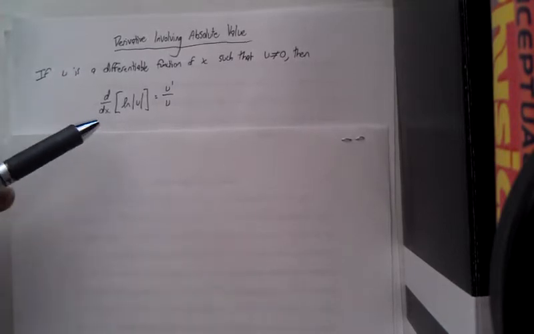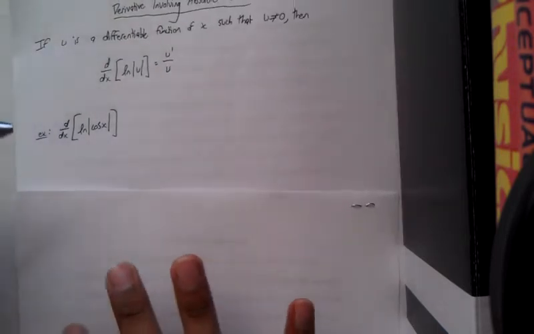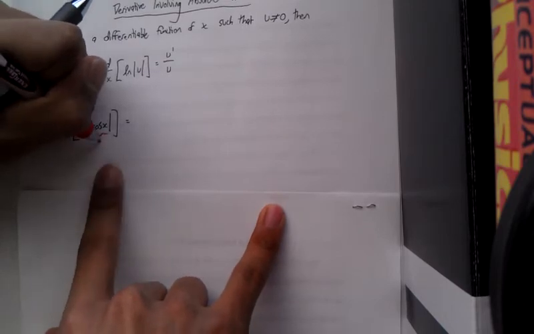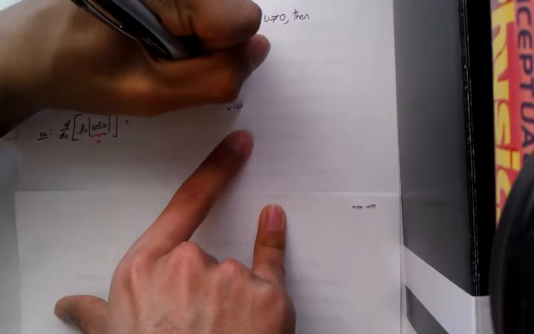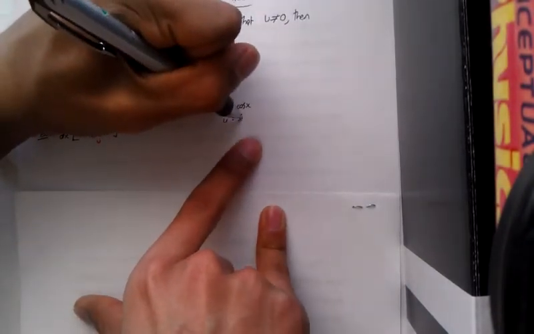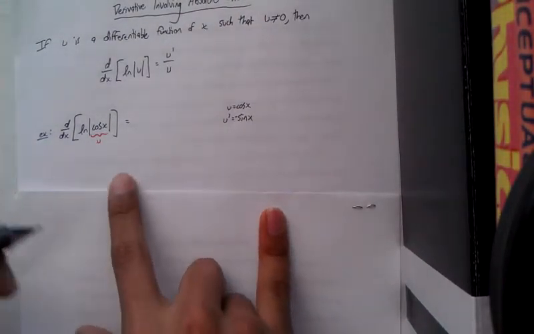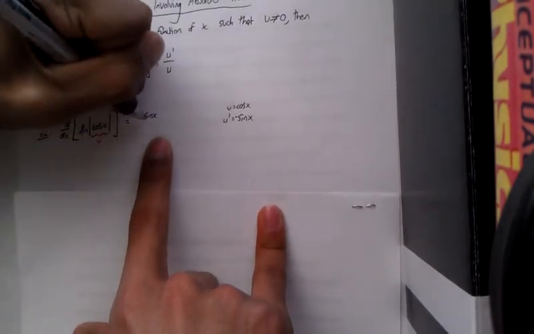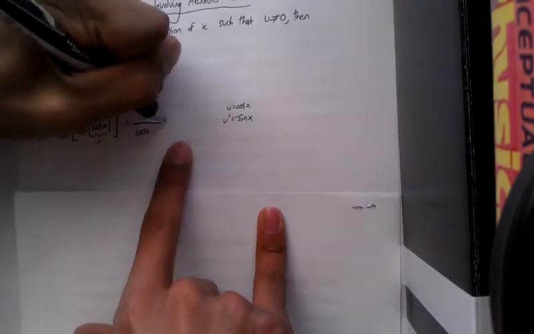So for derivatives involving absolute value, if u is a differentiable function of x such that u does not equal 0, then the derivative of the natural log of the absolute value of u equals u prime over u. So here I just have 2 quick examples. This first one, our u is defined as cosine of x. So if we have some side work, u equals cosine x. U prime, the derivative of cosine x is negative sine x. So u prime is negative sine x over u, which is cosine x. And that just equals negative tangent x.